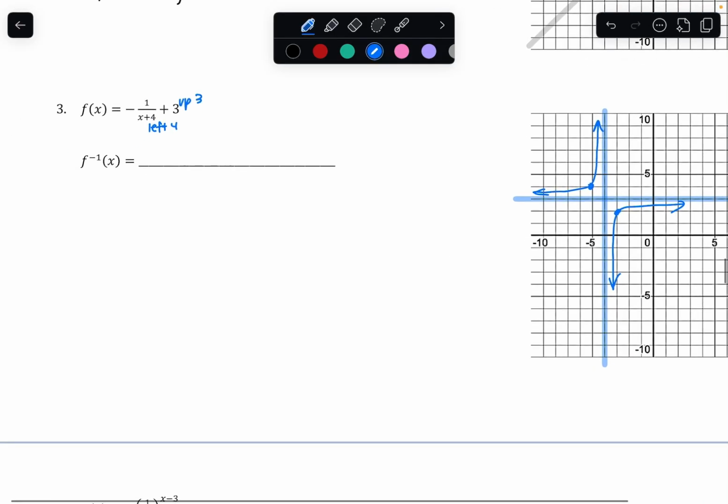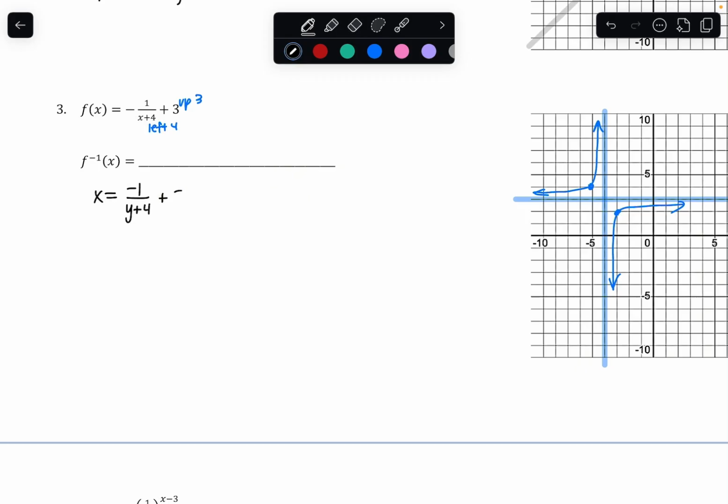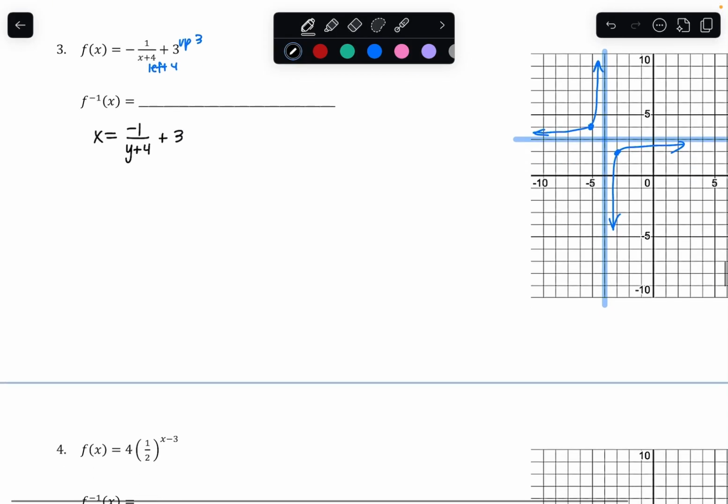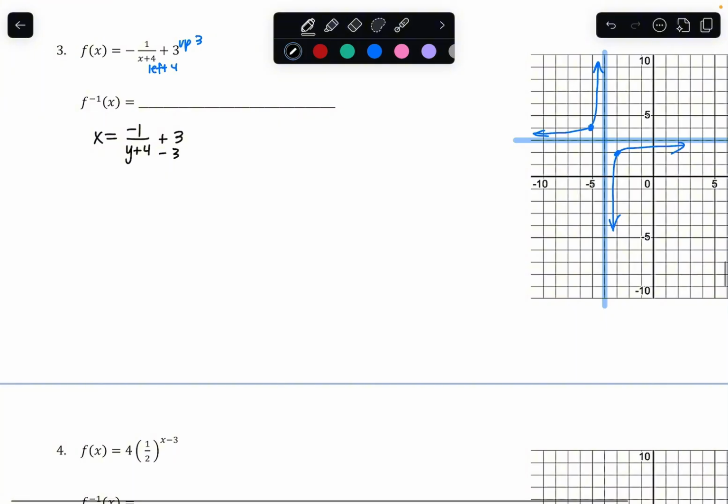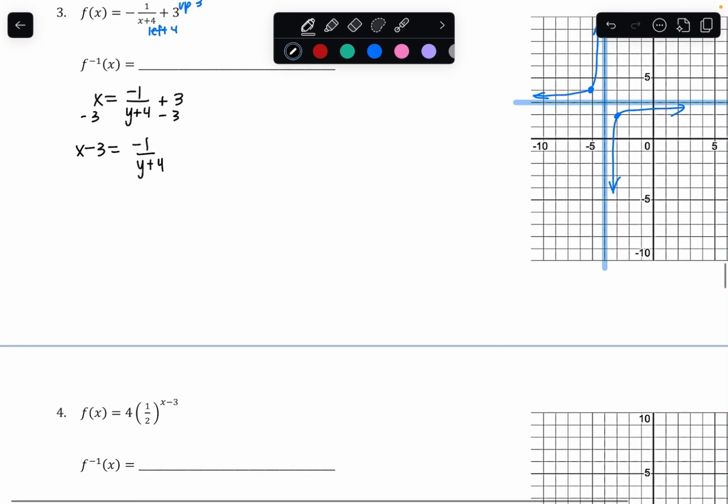Okay, and so let's find our inverse algebraically, switch x and y. And then if you have a negative outside a fraction, just put it in the numerator so that it has a place to go. And then resolve for y. And so first step is we want to subtract 3 from both sides. And then to isolate the y, we need to get this y out of the denominator. And so the way we do that is we multiply both sides by this y plus 4.